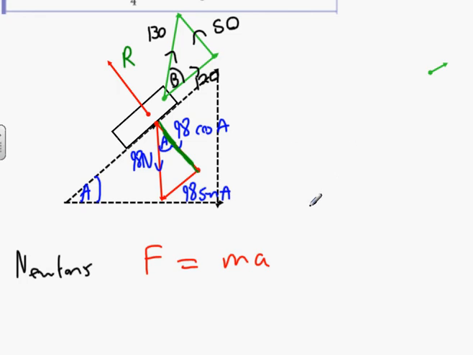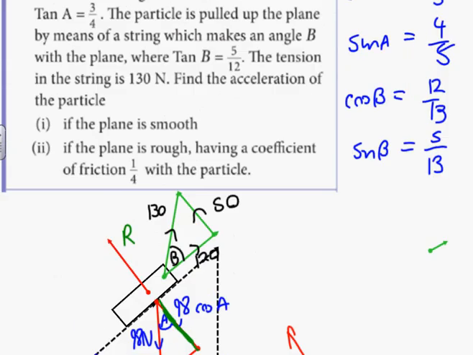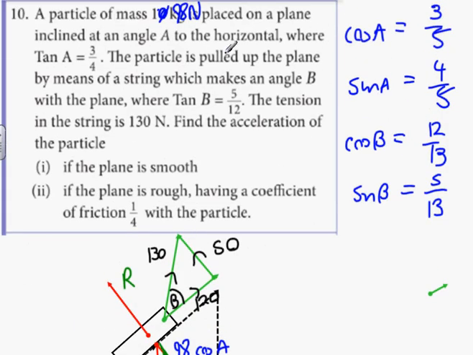Now, we have two directions to consider. Direction one is parallel to the plane, so you'll always see me do arrows like this. If I'm doing perpendicular to the plane, you'll see me do arrows like that. Let's start off parallel to the plane, okay? Now, does it say if it's going up or down?